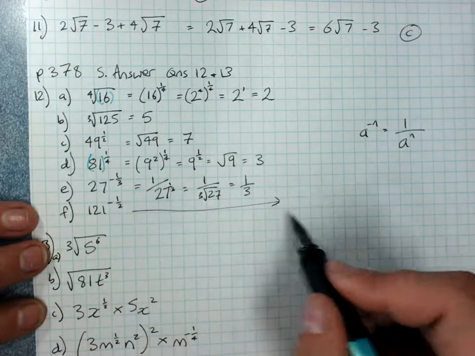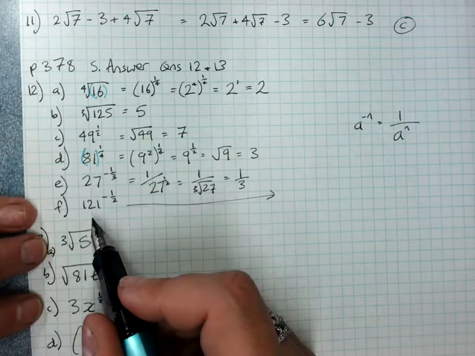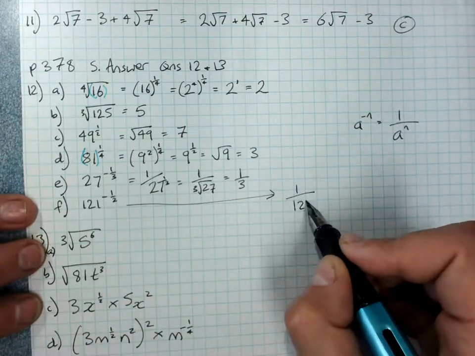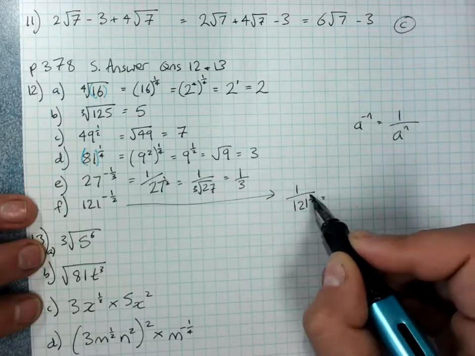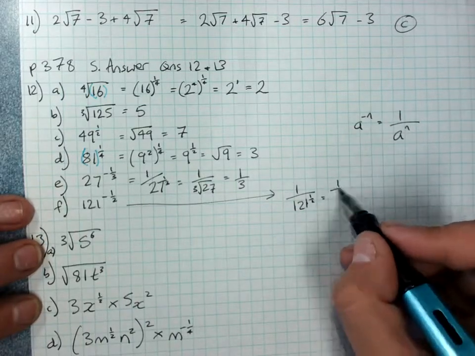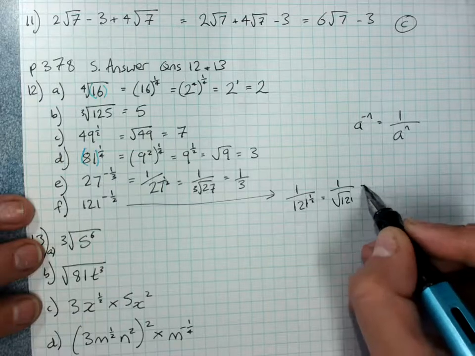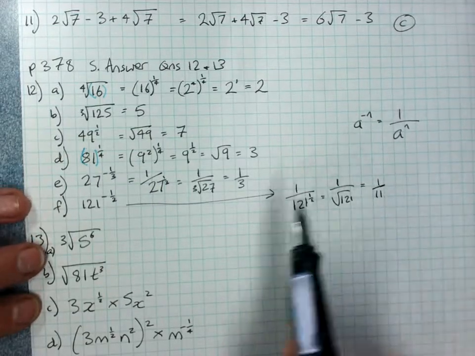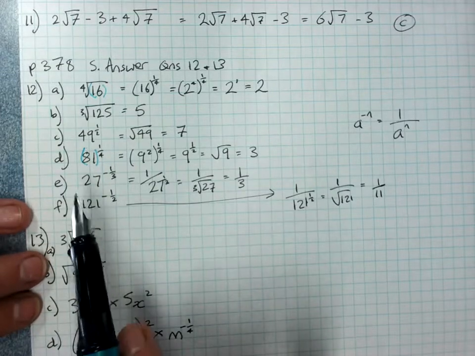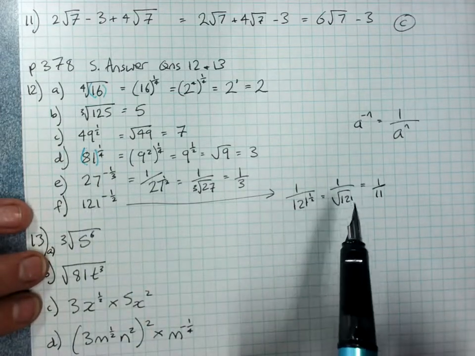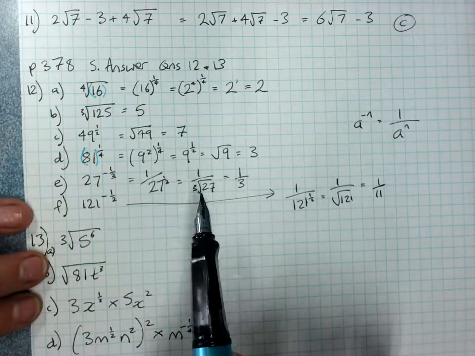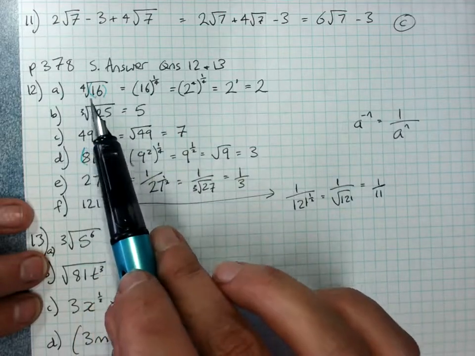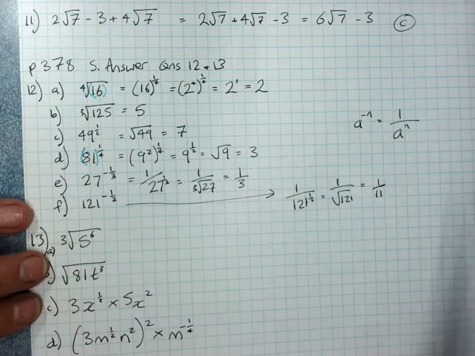Ran out of space, we'll move over here. A similar one. 1 over 121 to the power of a half. Power of a half means the square root. 1 over the square root of 121. That's nice and easy. It's 1 over 11. So you see we're switching into surd form when it's a nice easy square root or cube root. We're switching out of surd form when it's not something nice and easy and we'd rather simplify it down.